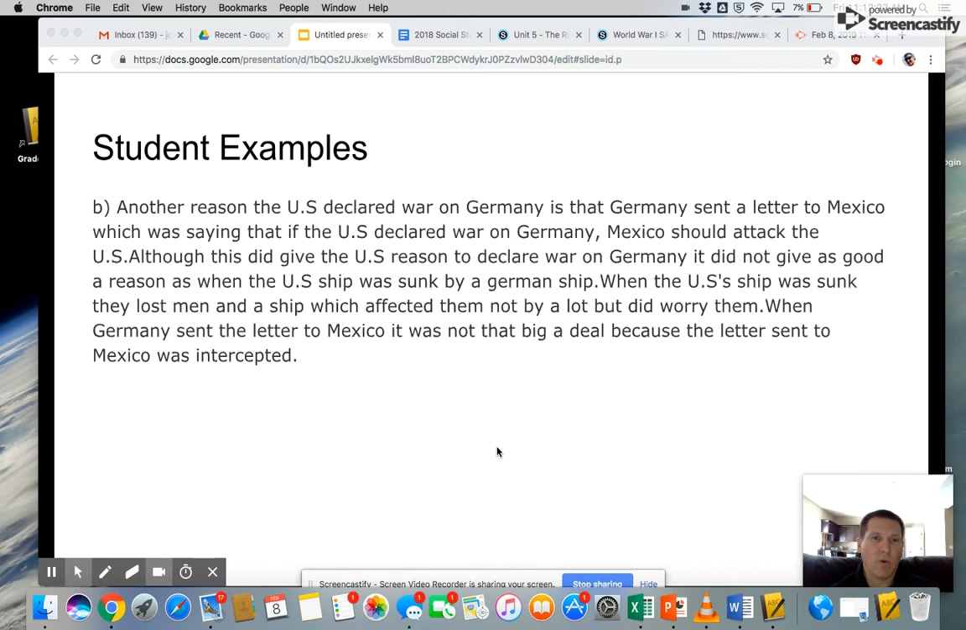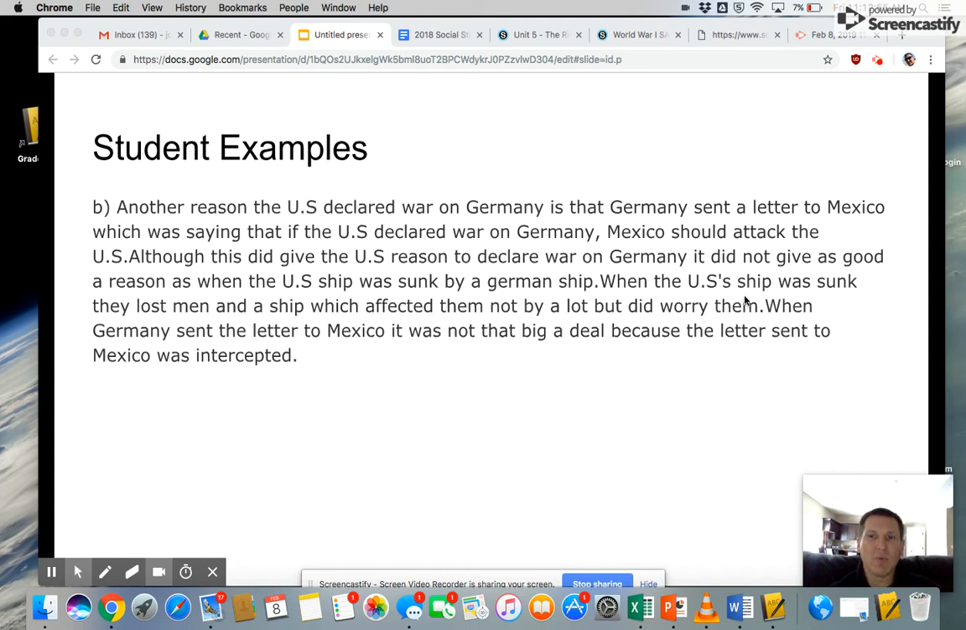All right, one more here, and then we'll be all done, and you guys can get to work and prepare for the test on Monday. "Another reason the U.S. declared war on Germany is that Germany sent a letter to Mexico, which was saying that if the U.S. declared war on Germany, Mexico should attack the U.S. Although this did give the U.S. reason to declare war on Germany, it did not give as good of a reason as when the U.S. ship was sunk by a German ship." Oh, I like the word "although."